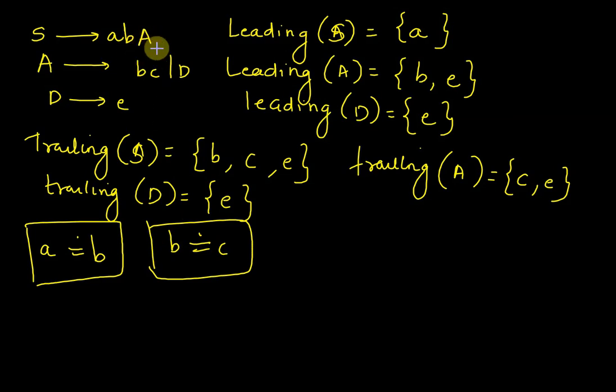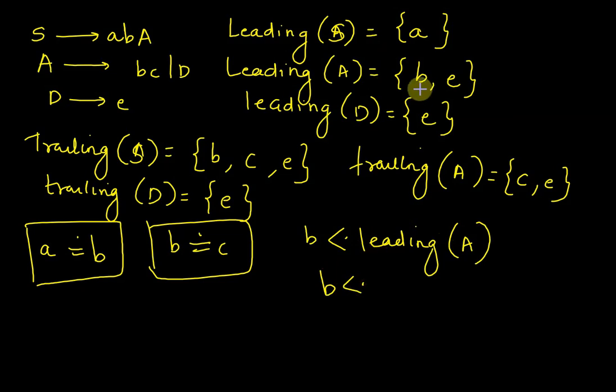Next is rules of the form TN. If you see B and A, it is of the form terminal and non-terminal. So what is applicable here? B has lesser precedence than leading of A. So B less than, what is there in leading of A? It is B and E. So B less than B is the first rule. B less than E is the second rule. Once I get these rules, I put one box to this. Next, BA is done. Any more rules will come here? No, this is the last one.